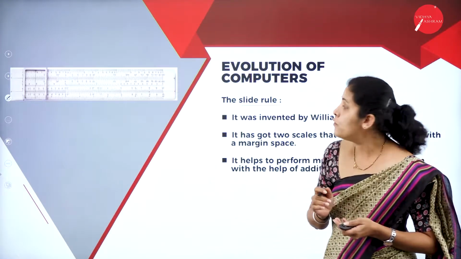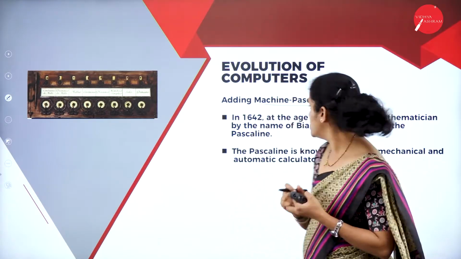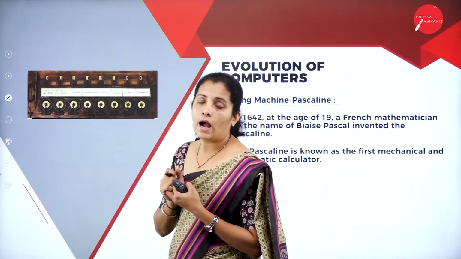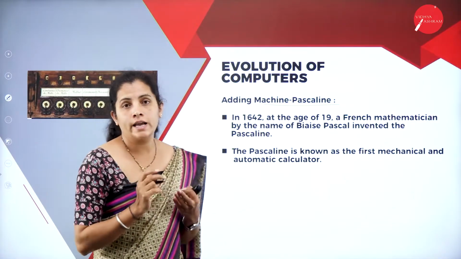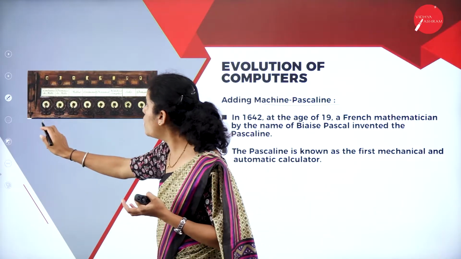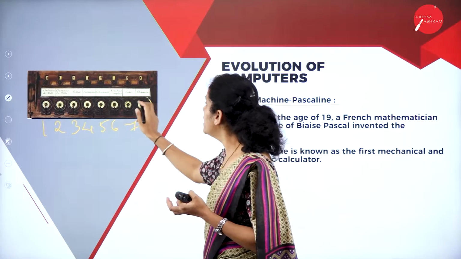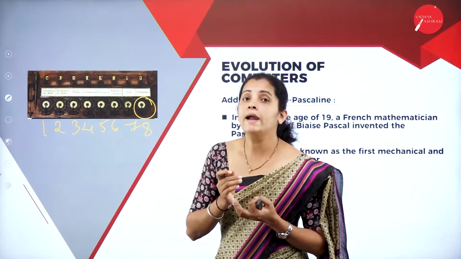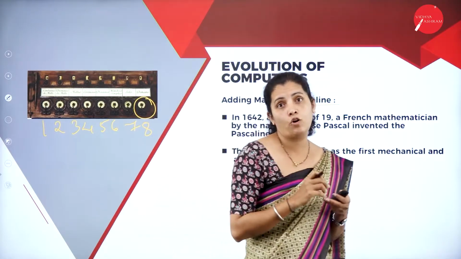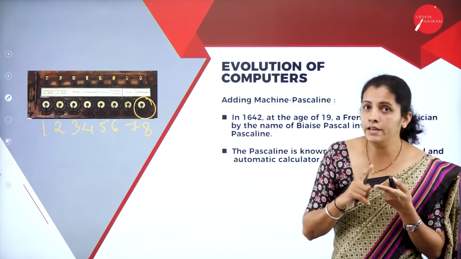Then we are going to have the Pascaline, which was invented by the French mathematician Blaise Pascal, and this device is going to have 8 rotating wheels. I repeat, this device is going to have 8 rotating wheels, that is 1, 2, 3, 4, 5, 6, 7 and 8. So these are the rotating wheels, and they are mainly used to perform some of the basic arithmetic operations like addition, subtraction, multiplication as well as division.